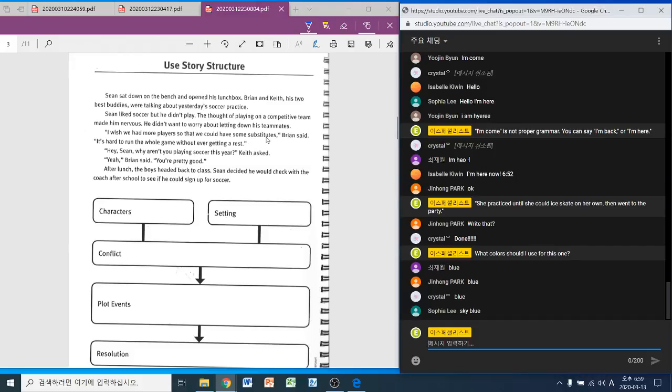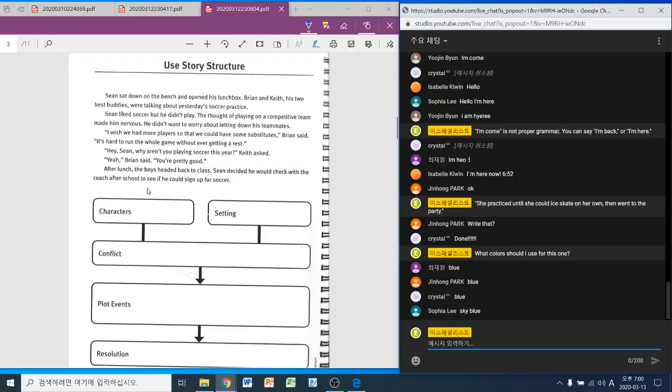Substitutes is like somebody who plays for somebody else. Like if one player gets sick, you need a substitute to play instead of that person. It's hard to run the whole game without ever getting a rest. So in this case, they wish they had some more players so they could switch so you don't play the whole game. Hey Sean, why aren't you playing soccer this year? Keith asked. Yeah, Brian said, you're pretty good. After lunch, the boys headed back to class. Sean decided he would check with the coach after school to see if he could sign up for soccer.